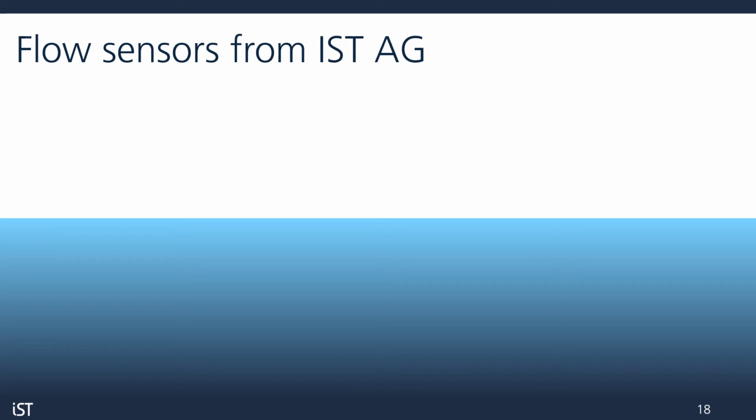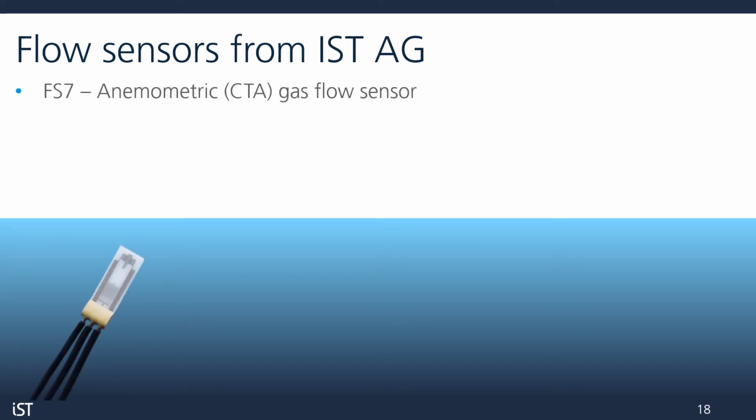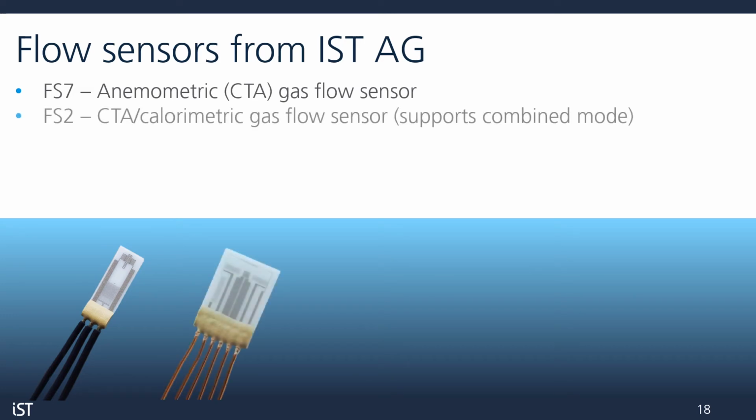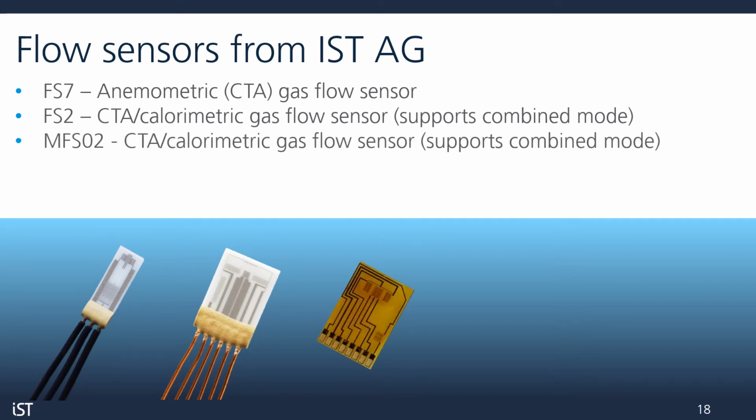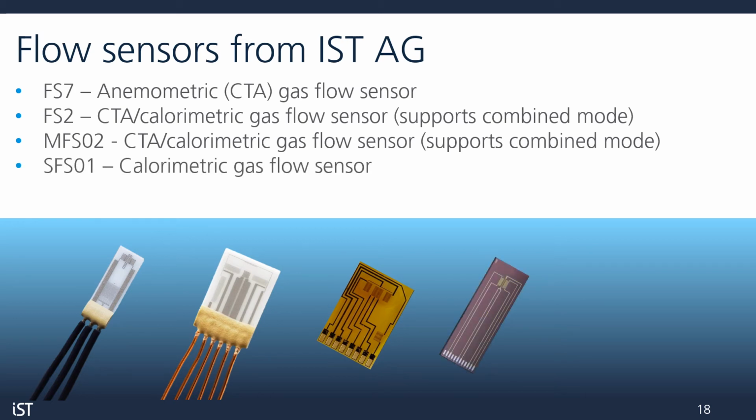Now let's take a look at the standard thermal mass flow sensors from IST. From left to right, we have the FS7, which is a gas flow sensor that works in CTA mode. The FS2, a gas flow sensor which can operate in either or both CTA or calorimetric modes. The MFSO2, a gas sensor which can also operate in either or both modes. The silicon flow sensor, or SFSO1, which is a gas sensor for calorimetric mode measurement.